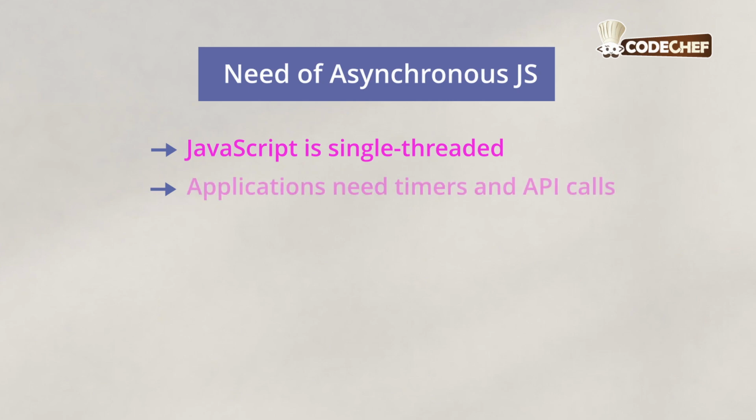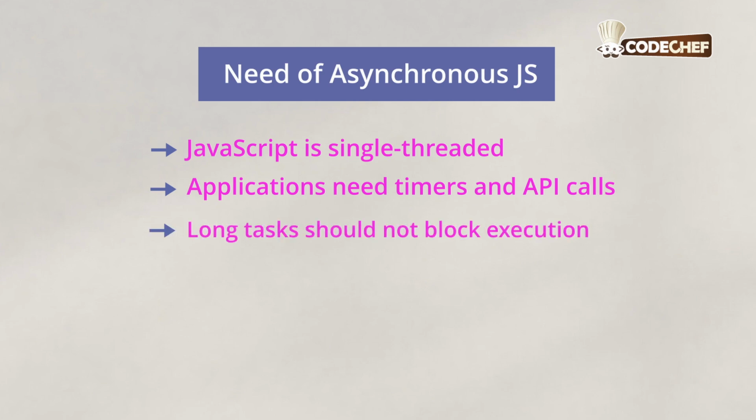Now let us look at why we need asynchronous JavaScript. JavaScript is single-threaded, but applications still need to handle long tasks. Things like API calls, timers, and background work take time. Asynchronous JavaScript allows these tasks to run without blocking execution.